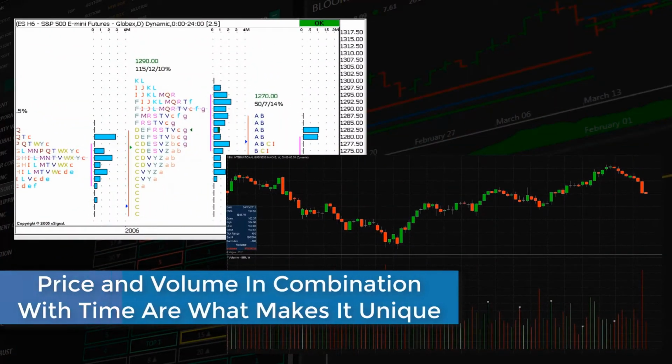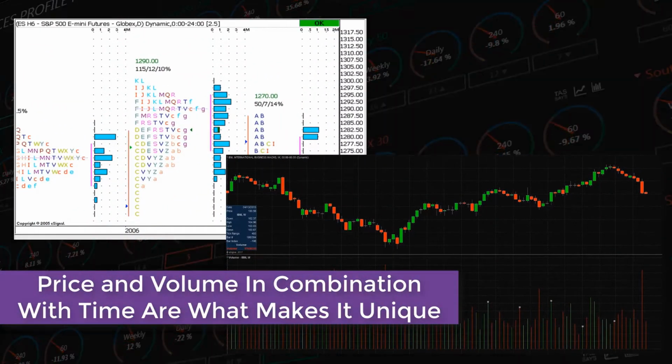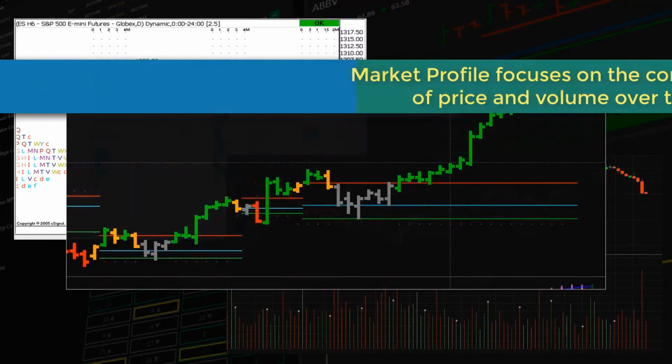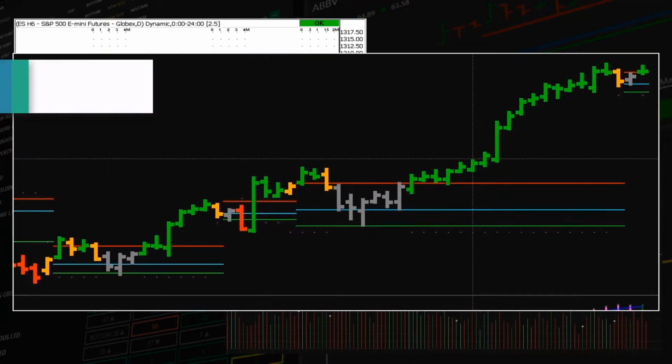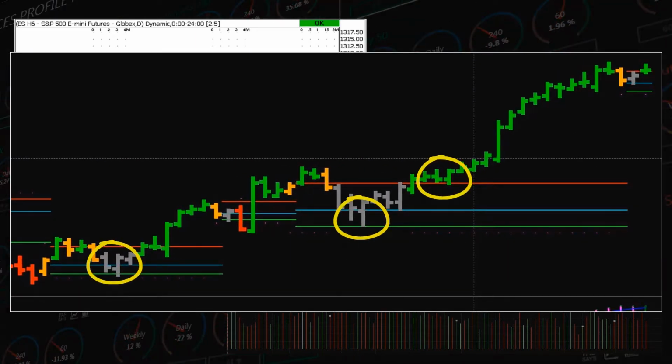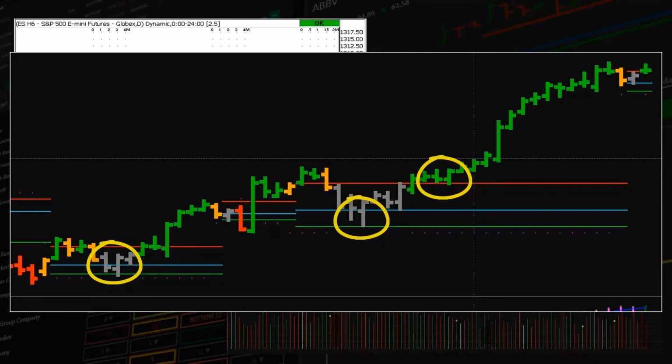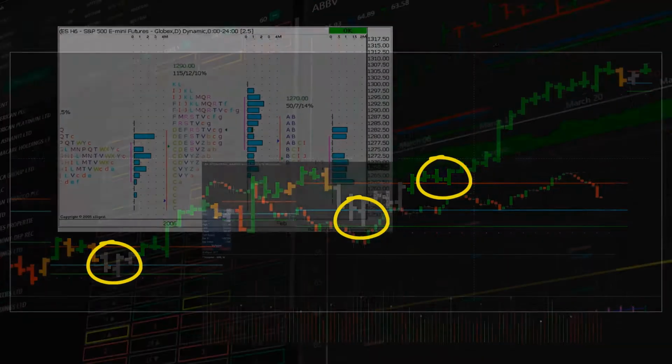I can talk for hours about the fundamentals of how market profile is being calculated, but the important thing is that because market profile focuses on the combination of price and volume over time, areas of support and resistance can be identified within a market profile structure, which a conventional bar chart based approach never will.